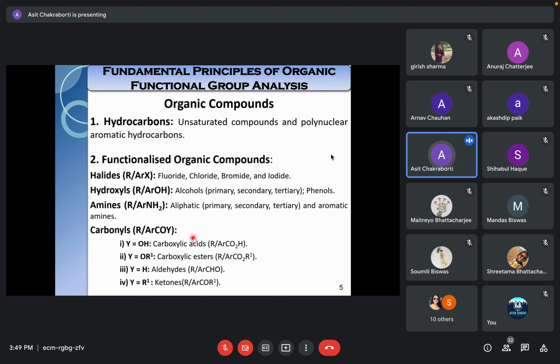But can you use IR to distinguish between aldehyde and ketone?